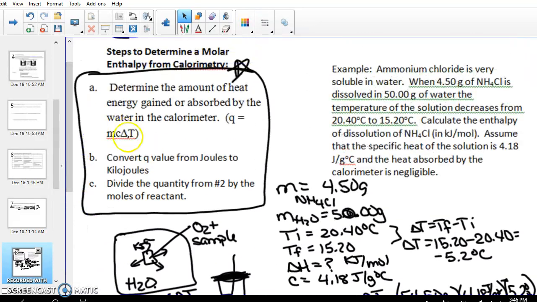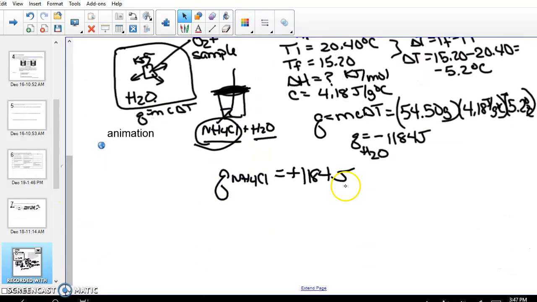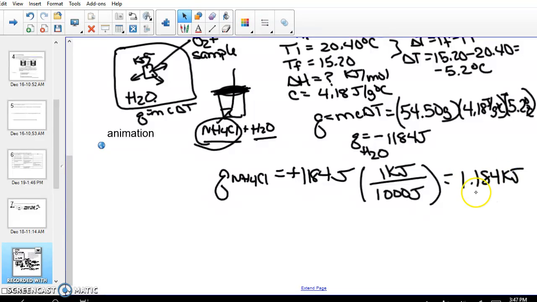By the way, I would add that to my step here. B, I'm eventually going to take my joules and convert to kilojoules. I would add and flip the sign, because whatever happens to the water, the opposite is going to happen to the salt. And then I've got to get the proper units. I know my delta H has to be in kilojoules per mole. So my first step here is I'm going to go ahead and convert my joules to kilojoules. So I'm going to move that decimal point over 3 to the left. I'm going to get 1.184 kilojoules, but I still have to get it in kilojoules per mole.